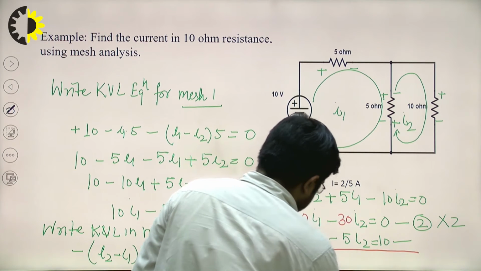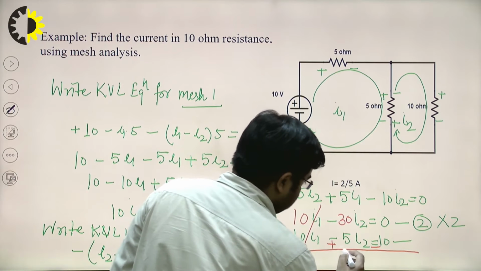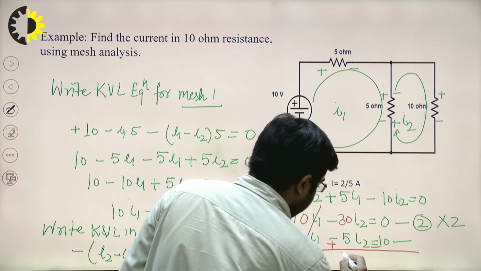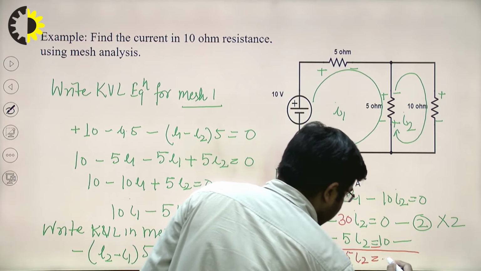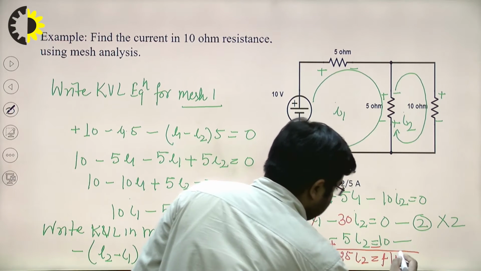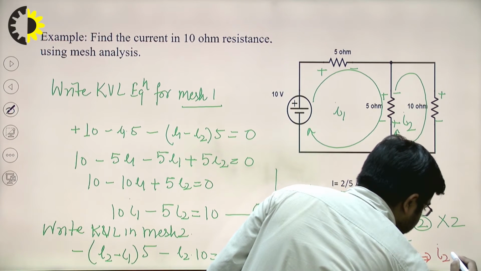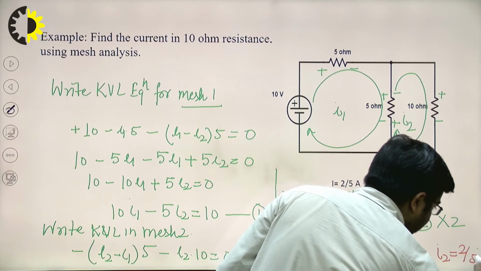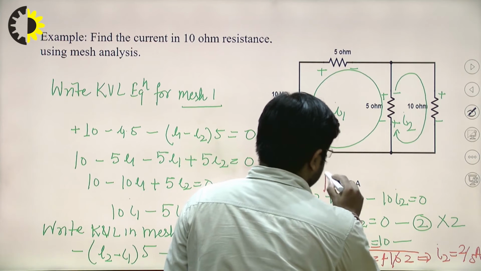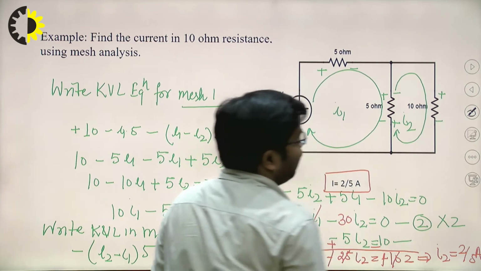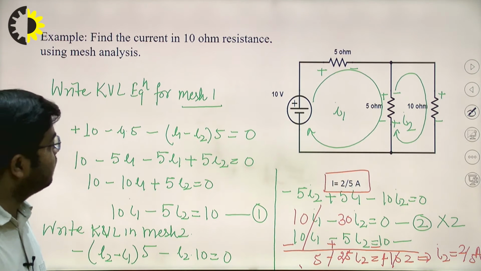So here you can see minus plus minus, so this will get cancelled out. So here you will get 25 I2, that is equal to minus 10. So this will cancel out. So this will be 2 and this will be 5. So from here you will get I2. So this I2 is equal to 2 by 5 ampere. Here you can see I is the current through 10 ohm resistance. So this way you can find out by using this mesh analysis.